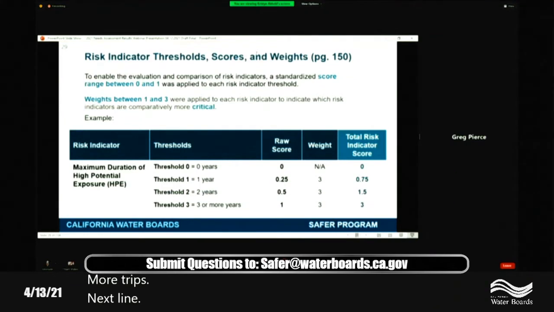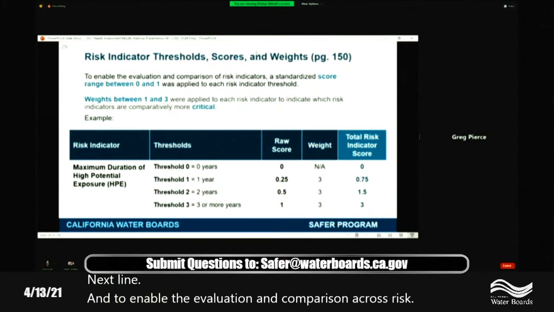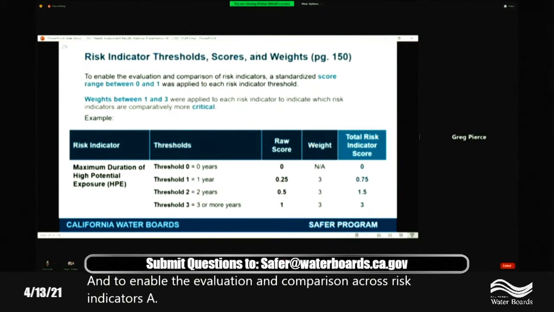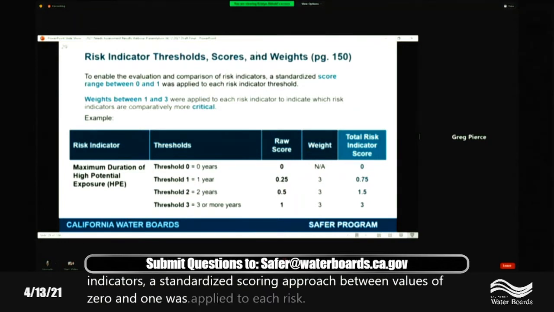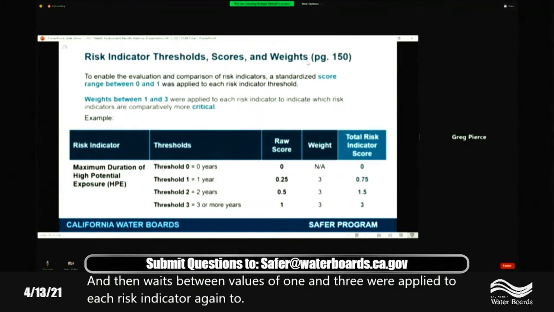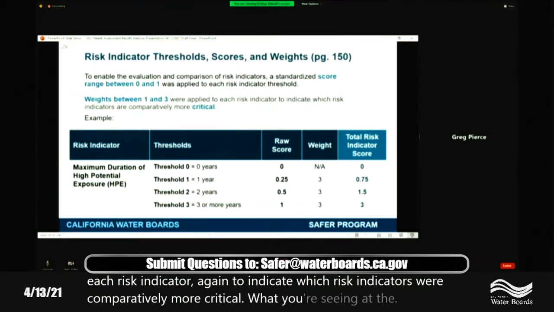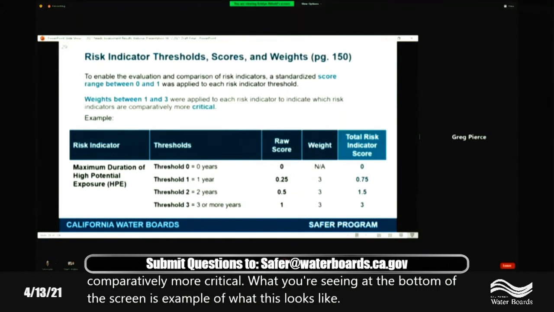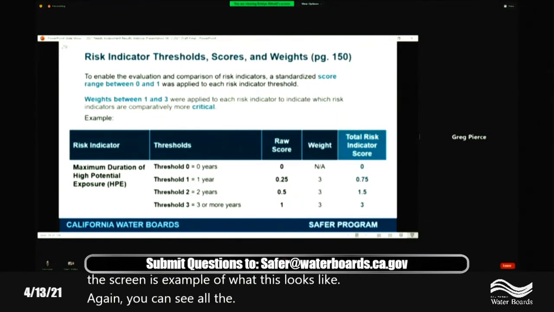And to enable the evaluation and comparison across risk indicators, a standardized scoring approach between values of 0 and 1 was applied to each risk indicator threshold. And then weights between values of 1 and 3 were applied to each risk indicator, again, to indicate which risk indicators were comparatively more critical. What you're seeing at the bottom of the screen is an example of what this looks like. Again, you can see all the details for all the indicators in the final report.